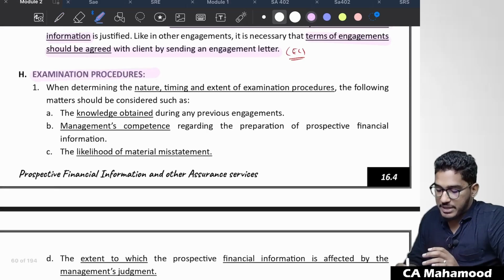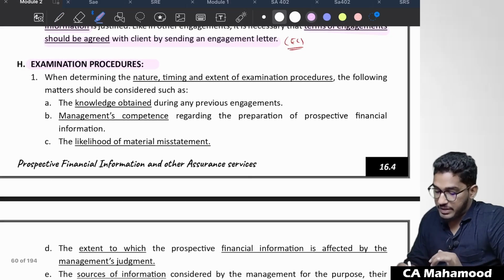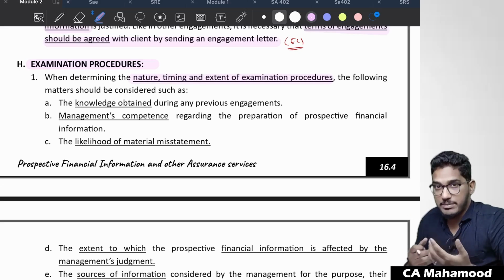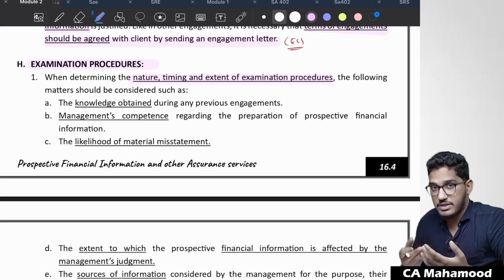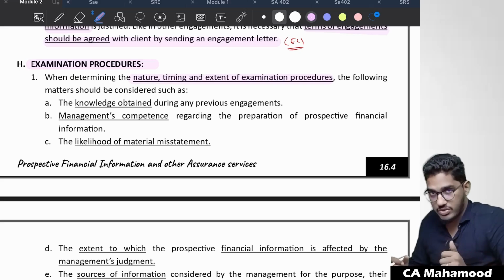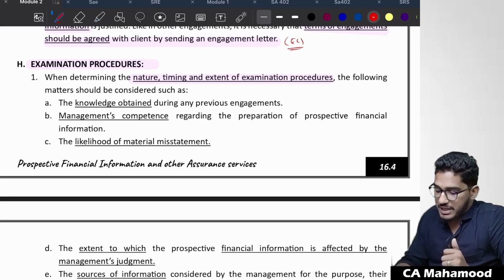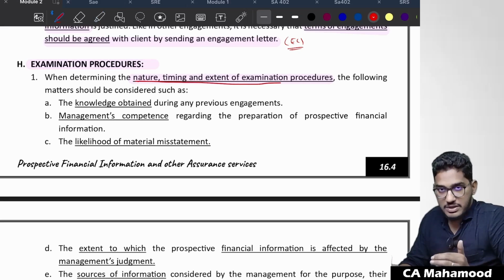Now talking about examination procedures, what procedures are you going to perform. When determining nature, timing and extent of examination procedures, that means how much in-depth audit procedures you have to perform, what type of procedures you have to perform, how many transactions you have to verify. So the nature, timing and extent of audit procedure. Should I perform more procedures or less procedures?